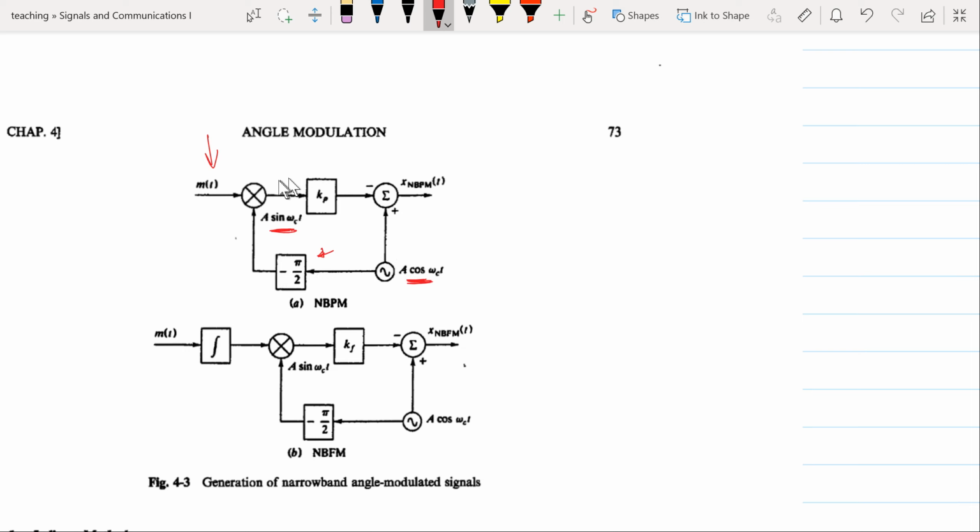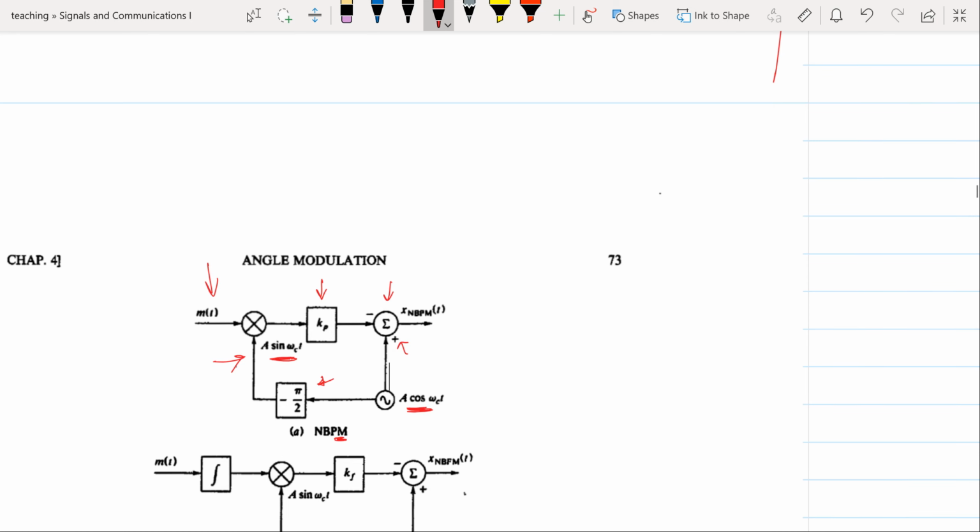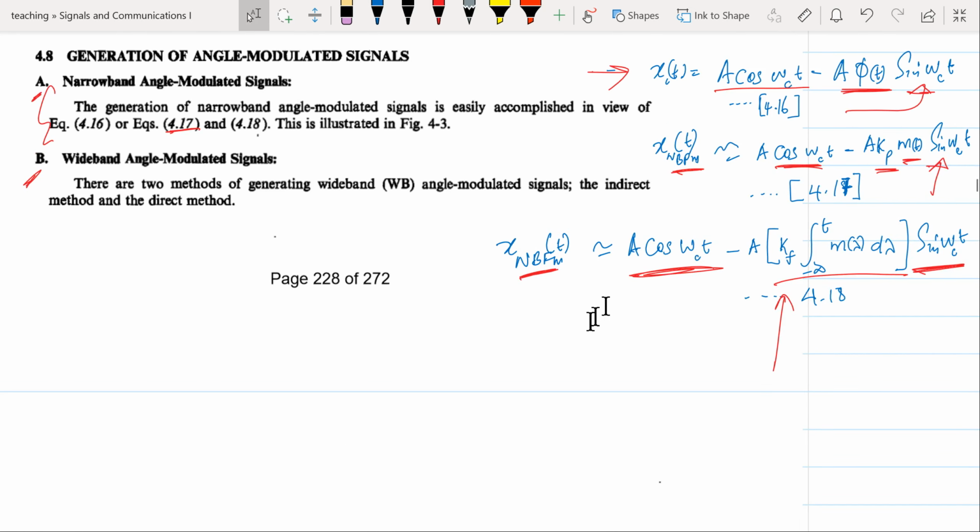First and foremost, for the phase modulation, you multiply your message signal with the phase shifted carrier, and then with the phase deviation constant Kp. Therefore, when you do the multiplication and then you subtract and add with the unmodulated carrier, we end up with equation 4.17 as we have seen right here. And that is for the generation of the narrowband phase modulated signal.